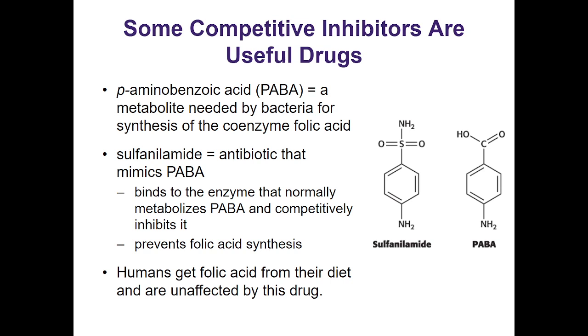Okay, so this is actually PABA. This is p-aminobenzoic acid. This is a metabolite that's needed by bacteria for synthesis of the coenzyme folic acid. And here we see that right here, PABA. Sulfonamide is an antibiotic. This mimics PABA. See how close it is to PABA?